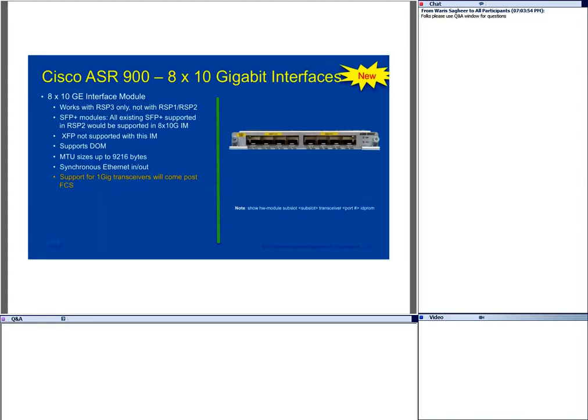The 8-port 10 gig, I mentioned this before and gave a little background on how the 8-port 10 gig really increases the 10 gig density on the platform, or on the whole ASR900 portfolio today. This is supported on RSP3 only. It doesn't work with RSP1 or RSP2. It's SFP+ based, and it supports DOM, MTU sizes up to 9216, and synchronous Ethernet in and out. I made a comment on the dual rate. Only single rate 10 gig is supported today. 1 gig will be supported in the future. That's on the roadmap.